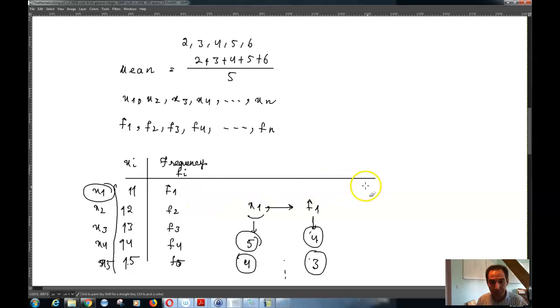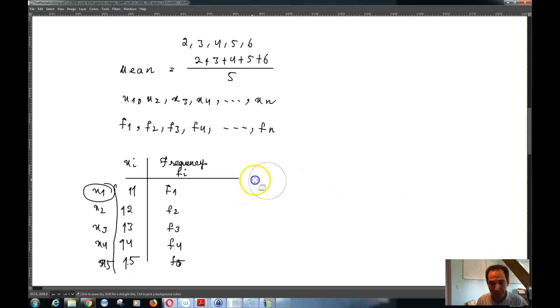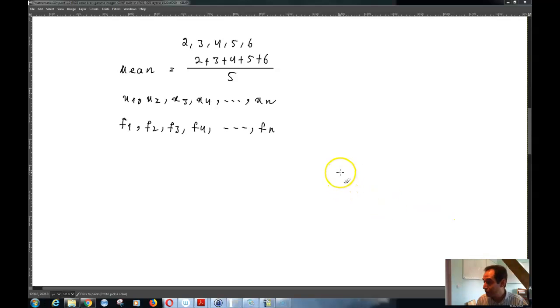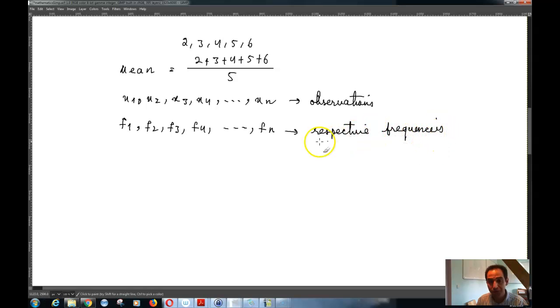So then, going back to the definition, we said that if x1, x2, x3, x4 all the way up to x of n are observations, and these are the respective frequencies of those observations, then that means that observation x1 occurs f1 times, x2 occurs f2 times, x3 occurs f3 times, x4 occurs f4 times, all the way up to x of n, which occurs f of n times.